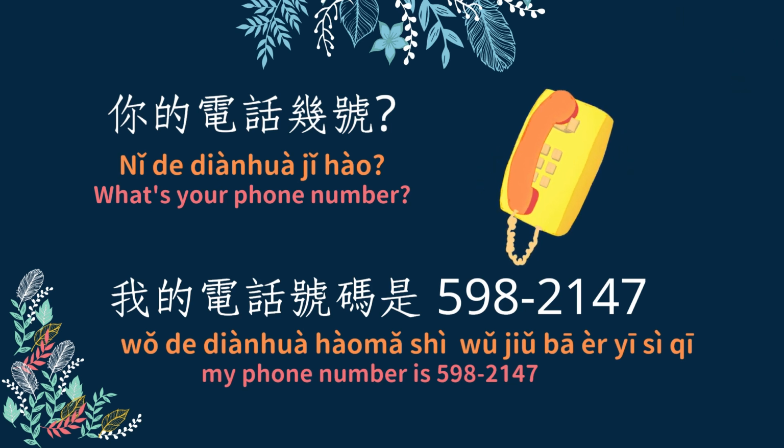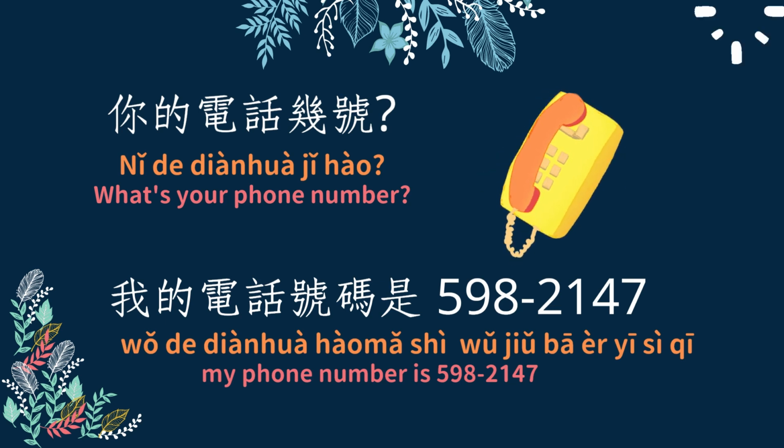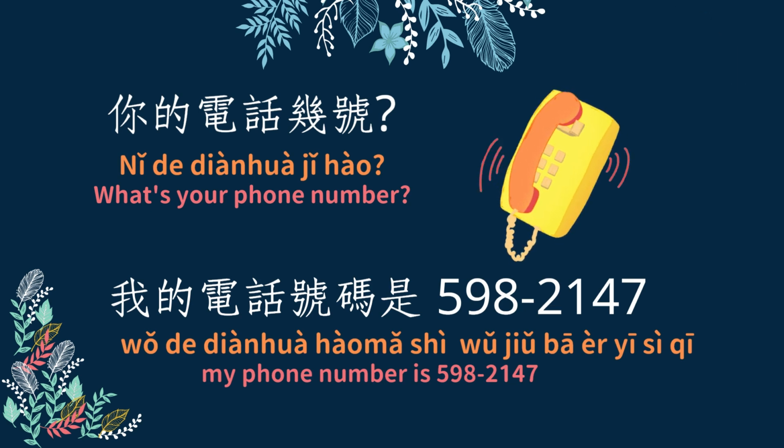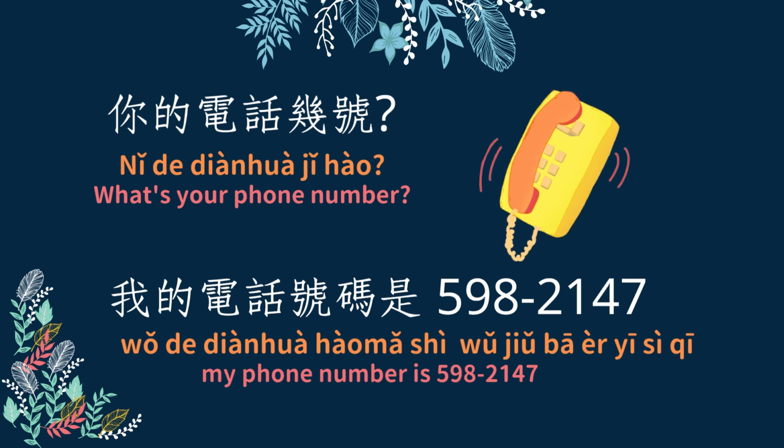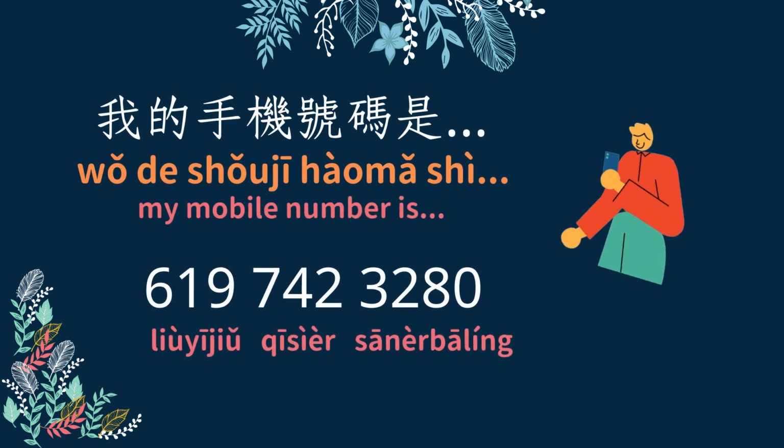The whole conversation again. Question. 你的电话几号。Respond. 我的电话号码是5982147。Wonderful! Let's practice numbers and phone.